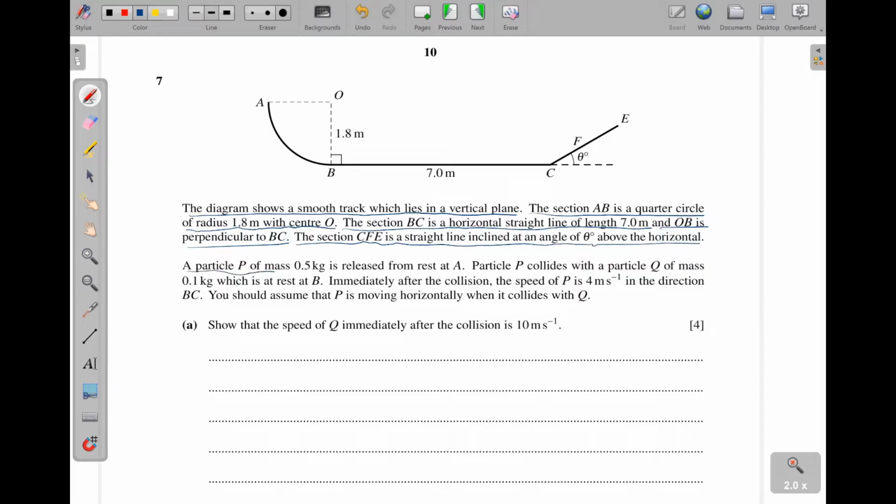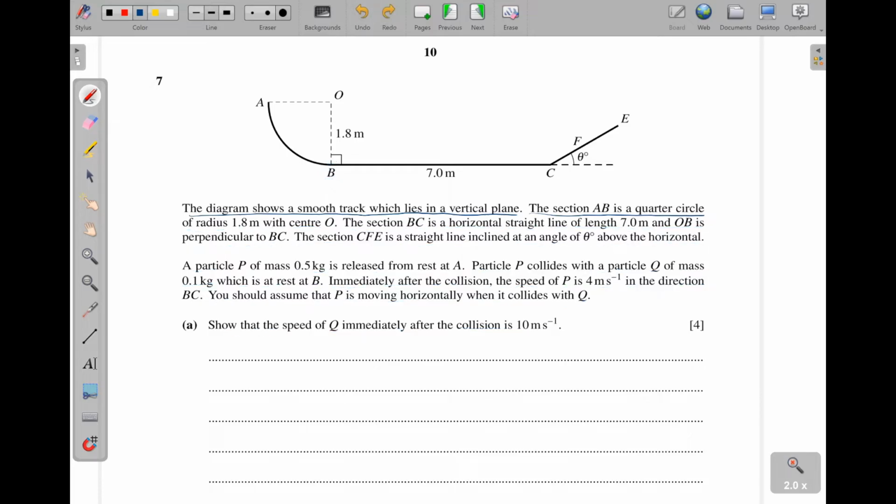The particle P of mass 0.5 kilograms is released from rest at A. Particle P collides with particle Q of mass 0.1 kilograms, which is at rest at B. Immediately after the collision, the speed of P is 4 meters per second in the direction BC. You should assume that P is moving horizontally when it collides with Q. Part A, show that the speed of Q immediately after the collision is 10 meters per second.